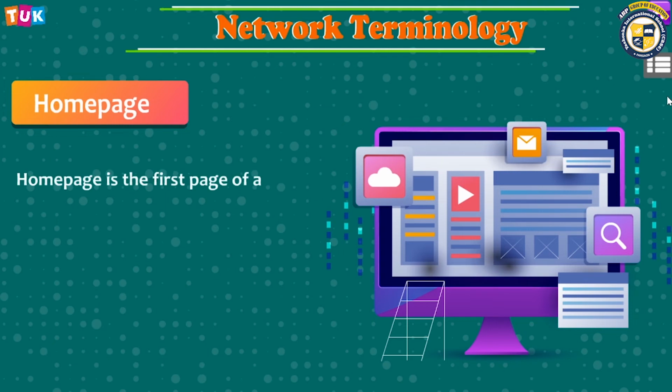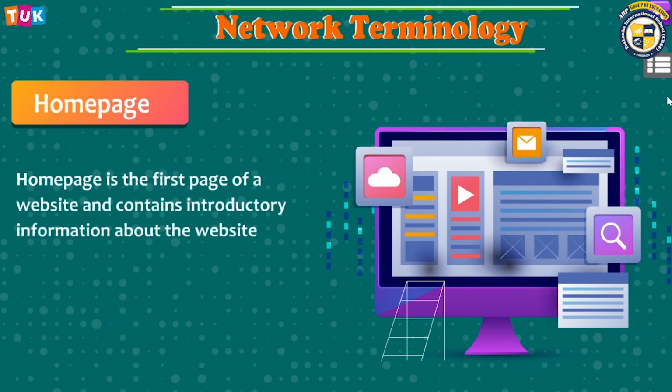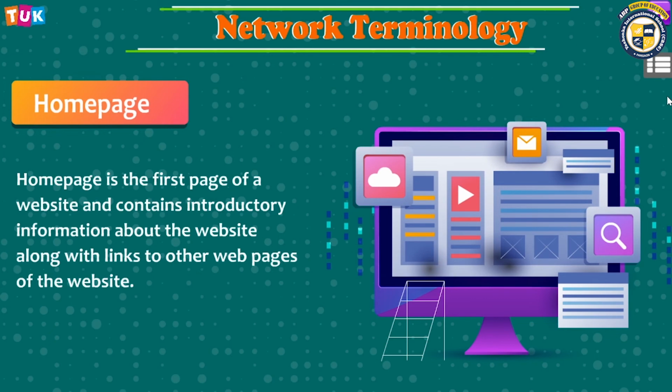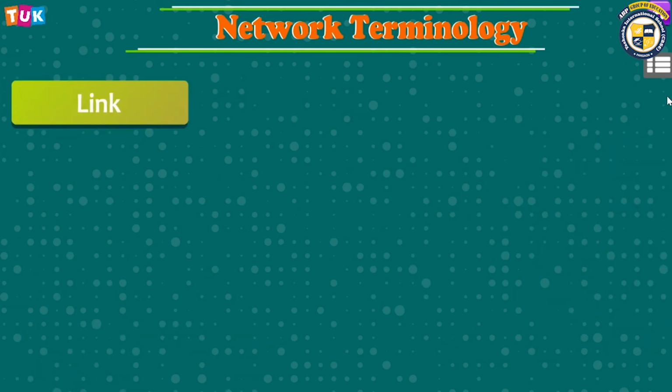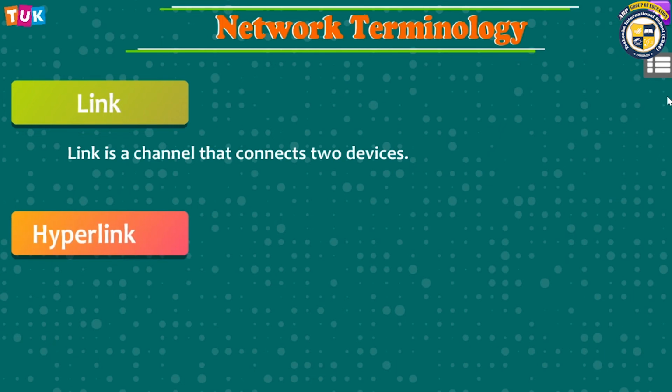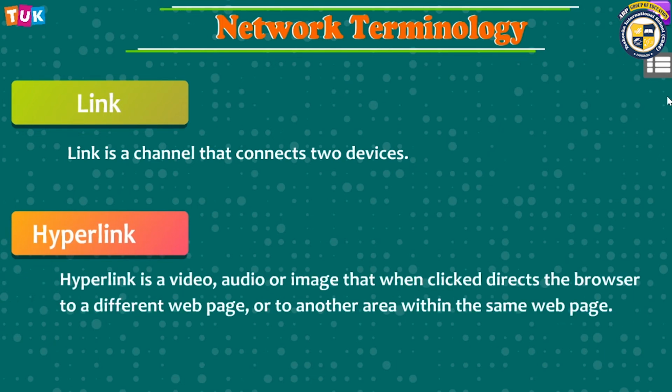Homepage. Homepage is the first page of a website and contains introductory information about the website along with links to other web pages of the website. Link. Link is a channel that connects two devices. Hyperlink. Hyperlink is a video, audio, or image that when clicked directs the browser to a different web page or to another area within the same web page.